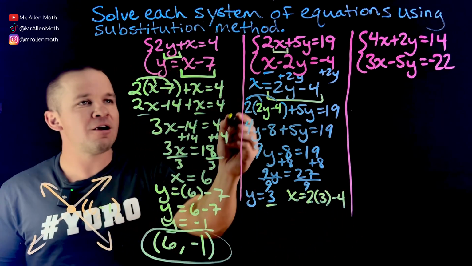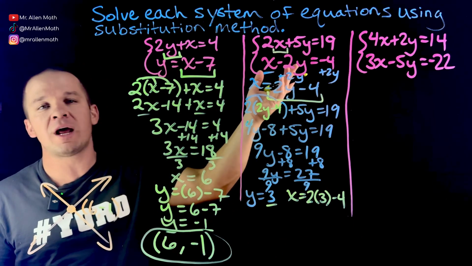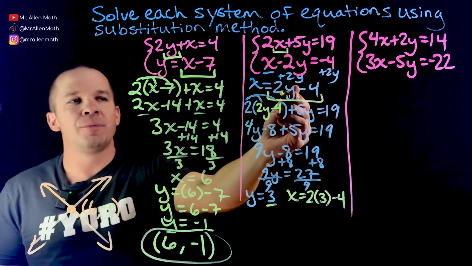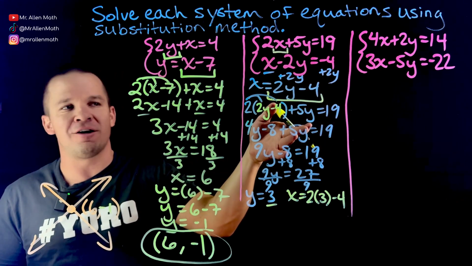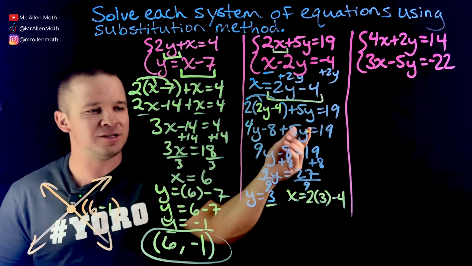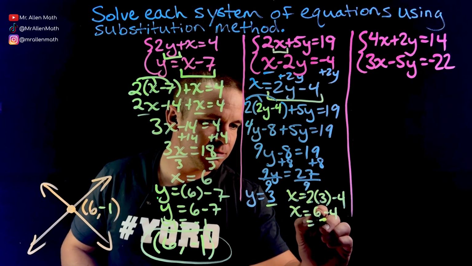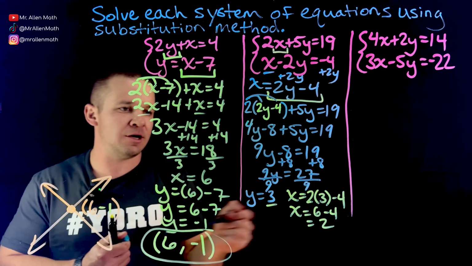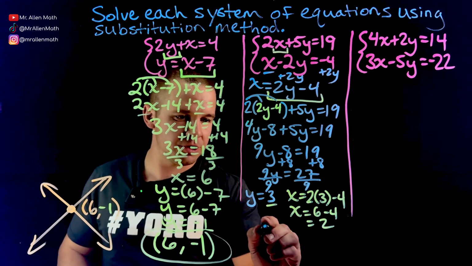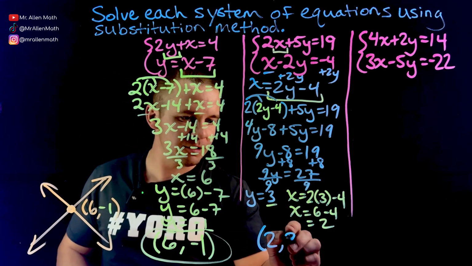Look at that. I already had this equation solved for x. Why not use it? You could use this one up here, but you already did it here, right? We're already all in on our algebra skills. Might as well use the thing that would make it easier. And I get x equals 6 minus 4, which equals 2. So my final answer here is x, which is 2, comma y, which is 3.